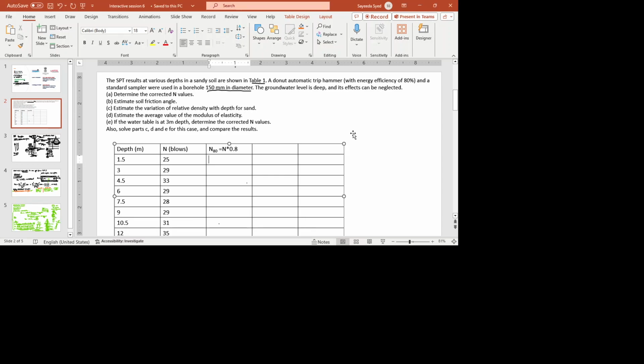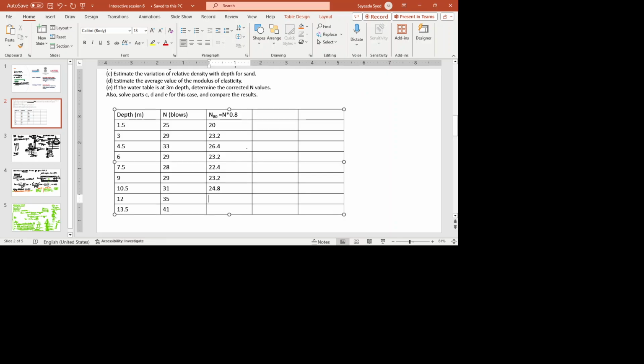0.5 into 0.8. This is 20, 23.2, 26.4, 23.2, 22.4, 23.2, 24.8, 28, 32.8.